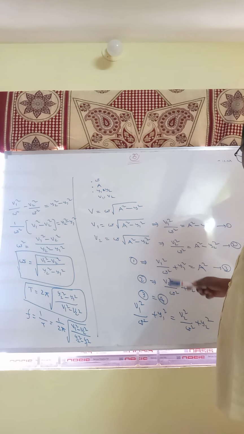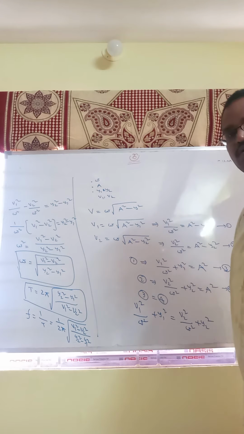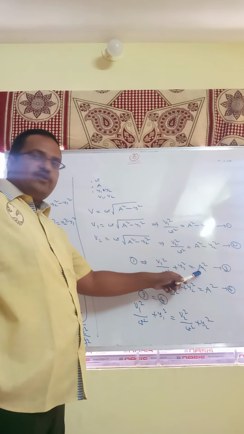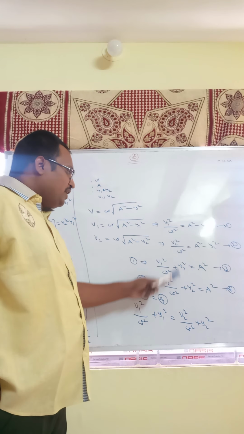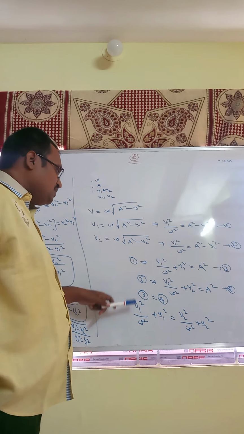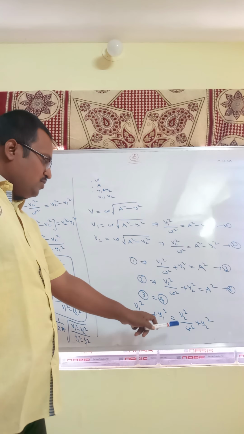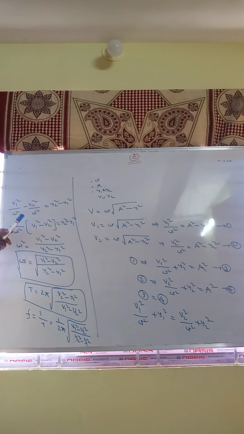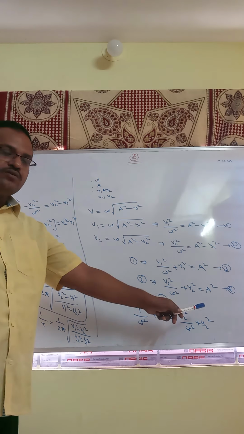Now we can send minus y1 square to LHS and y2 square also. So we will get v1 square by omega square plus y1 square equal to a square, and v2 square by omega square plus y2 square equal to a square. Now equate 3 and 4, a square is there on the RHS in both, so it will get cancelled. Remaining is v1 square by omega square plus y1 square equal to v2 square by omega square plus y2 square. Now we can send v2 square by omega square to LHS and y1 square to RHS.